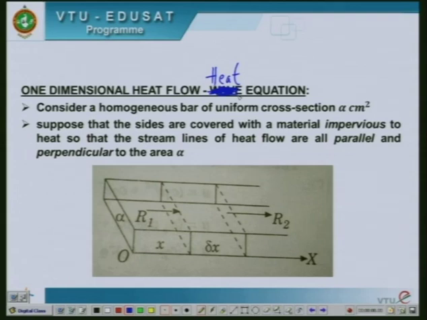The first condition is, you consider a homogeneous bar of uniform cross section alpha centimeter square. Condition 1. The sides of the bar are covered with a material impervious to heat, so that the streamlines of heat flow are all parallel and perpendicular to the area alpha.